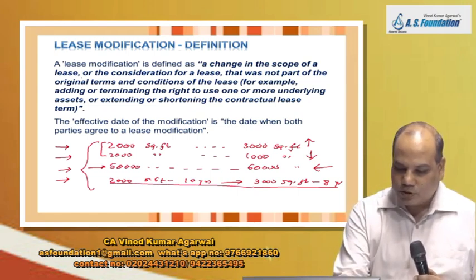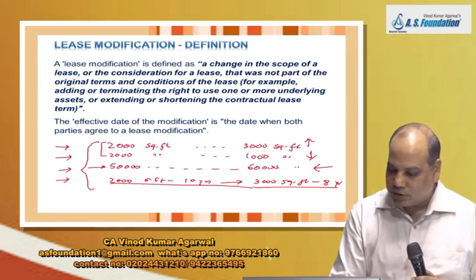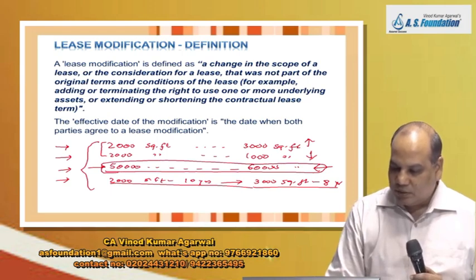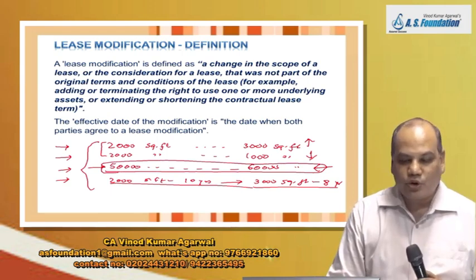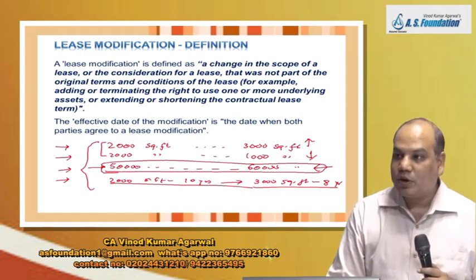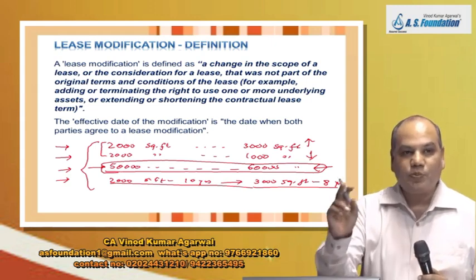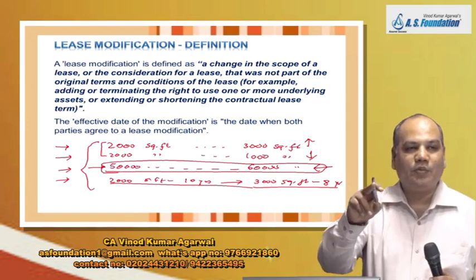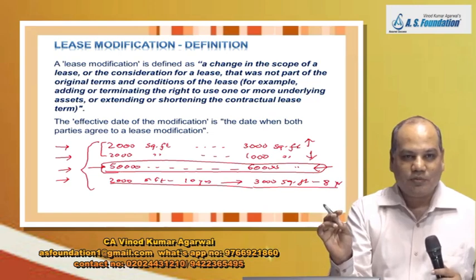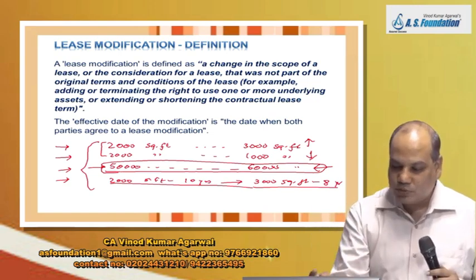Change in the scope of the lease or the consideration for a lease. This is the change in consideration. That was not part of the original terms and conditions of the lease. That was not part of the previous problem. 50,000 for 10 years, 55,000 for the last 5 years is not a modification. It was part of the original terms of the lease.